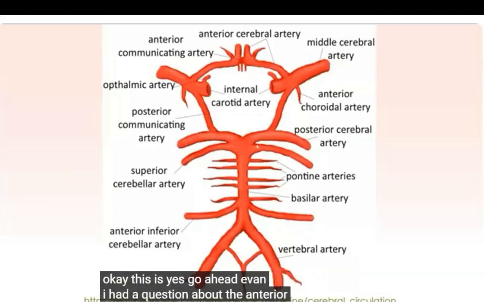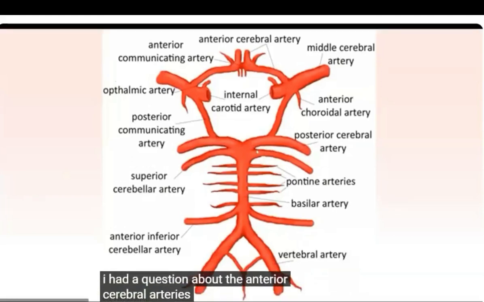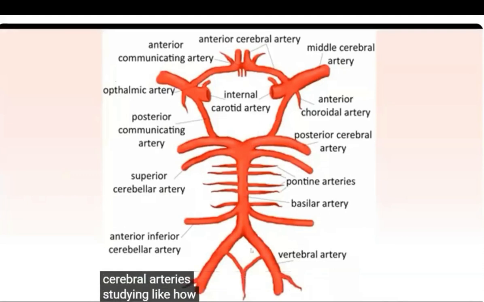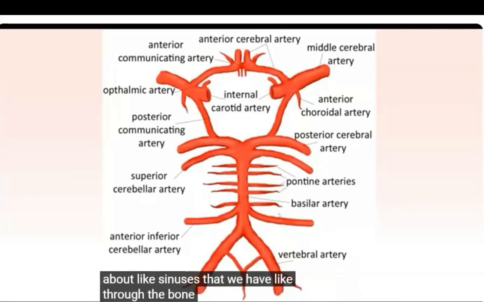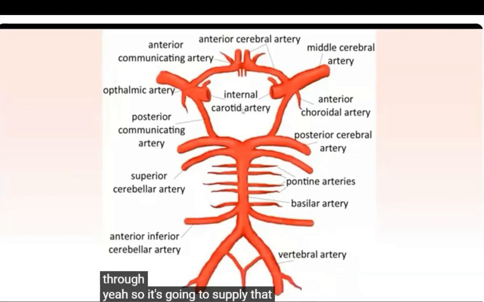I had a question about the anterior cerebral arteries. When studying how to massage the face, we were noted about sinuses that we have through the bone, where that passes through. Yeah, so it's going to supply that area of the brain.